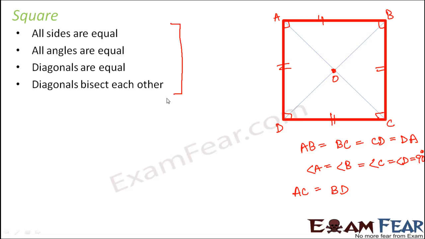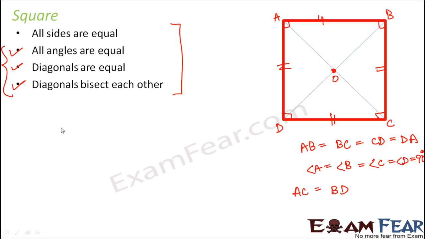Now looking at the properties of a square, how is a square like a rectangle? Is there any similarity between a square and a rectangle? This property is common between both of them: all angles are equal. All angles in a rectangle are also 90 degrees. Their diagonals are equal, that is also a common property. Their diagonals bisect each other, that is also a common property. So except for the first property, all other properties are the same between a square and a rectangle.